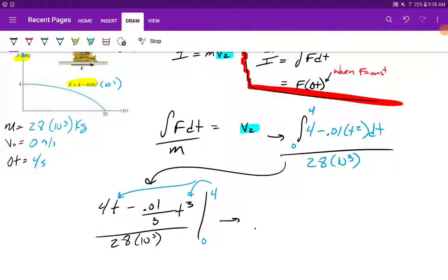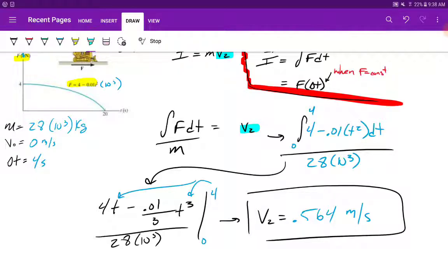0.564. v equals 0.564. And that'll be in meters per second. And that is our answer.